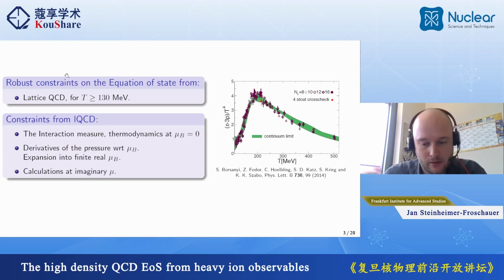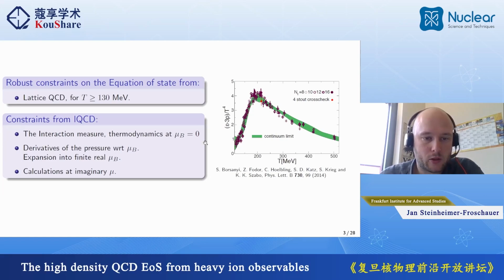That's why it's good that you have different groups working on this with different approaches. What was found, around 2014 when things started to converge, is that we have lattice results which are reliable for temperatures above roughly 130 MeV. What they calculate here is the interaction measure, which is the energy density minus 3 times the pressure over T to the 4th. This can then be used to calculate the pressure, the energy density, the entropy density, and so on, so all the thermodynamics that you want.